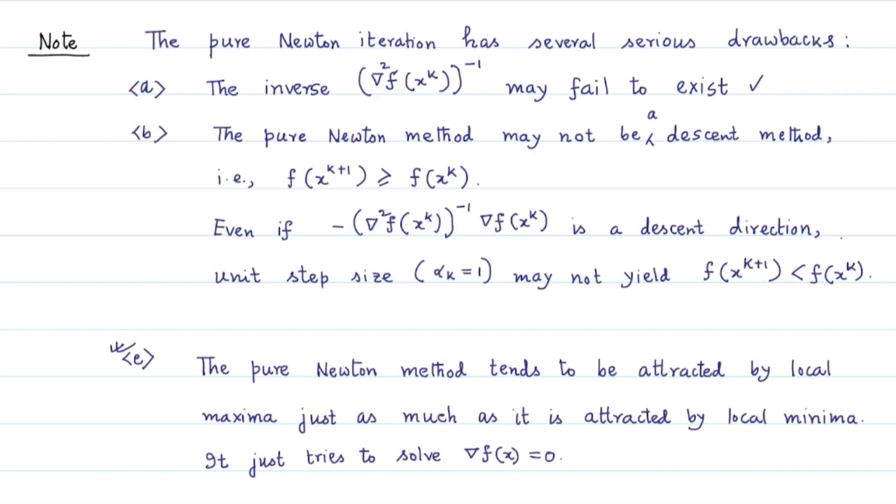But another drawback of Newton's method is the computation of the inverse of the Hessian, especially when the number of variables in the objective function is huge. Because you notice that this Hessian matrix is a matrix of order n by n, where n is the number of variables. So if n is large, this inverse computation of the Hessian is really very tricky, and it requires quite a bit of computational cost.